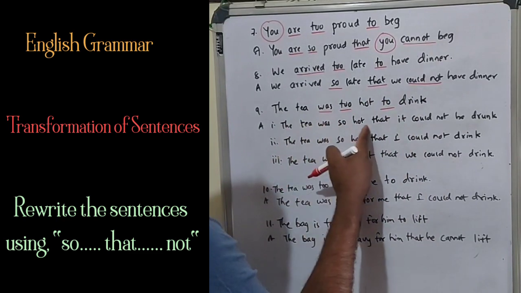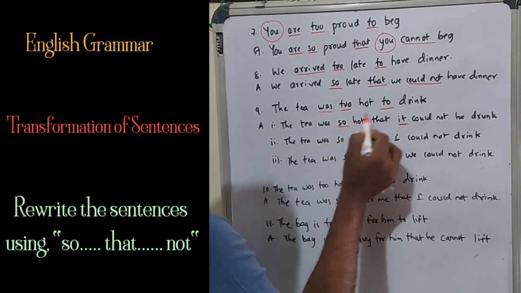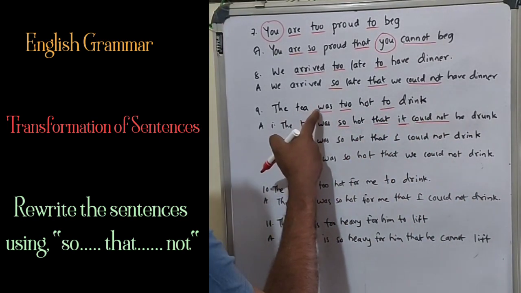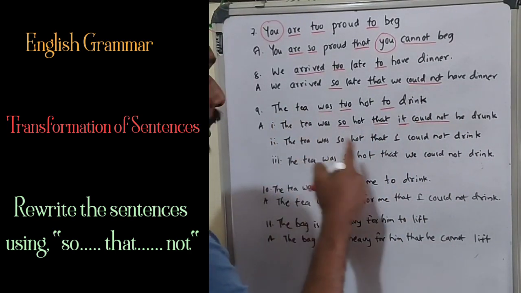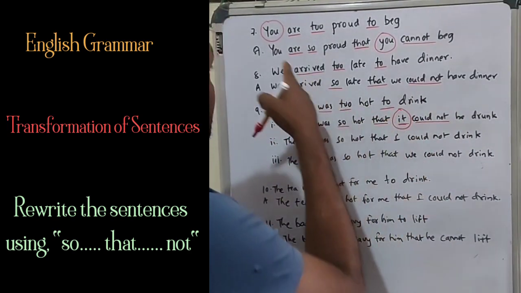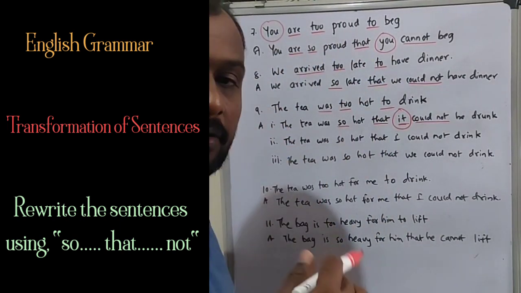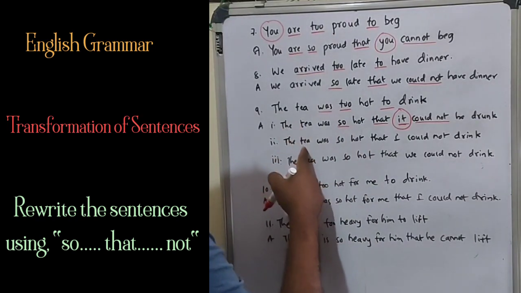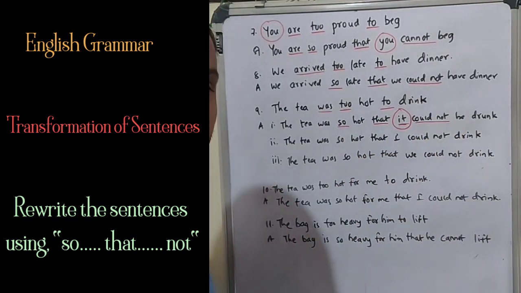The tea was so hot. See, the tea is a thing, so you write it. To has become so, and the second to has become that and could not. This is past tense, so that and could not. But tea is a thing, so I have used it. You as it is, we as it is, whereas when you are referring to a thing, you write it. Then the second option is, the tea was so hot that I could not drink.